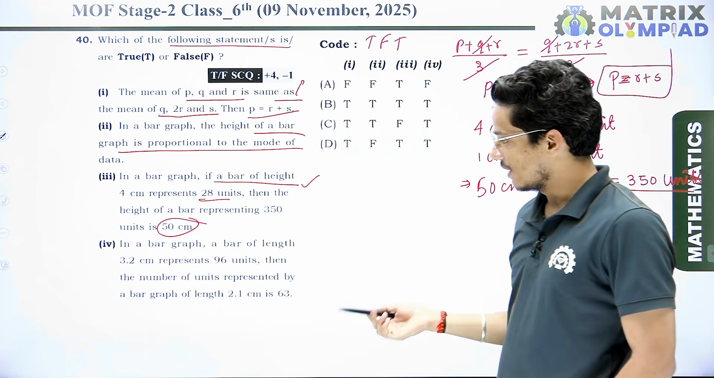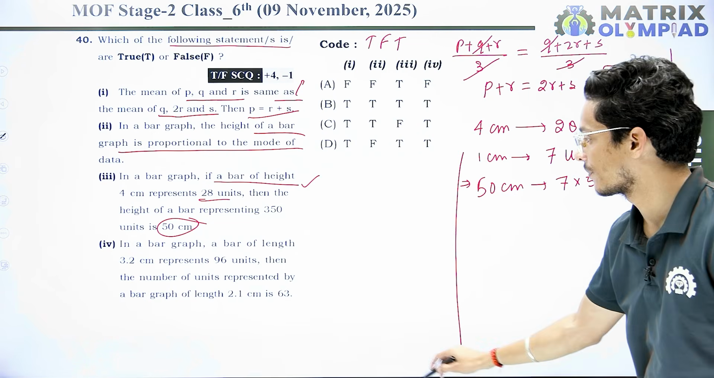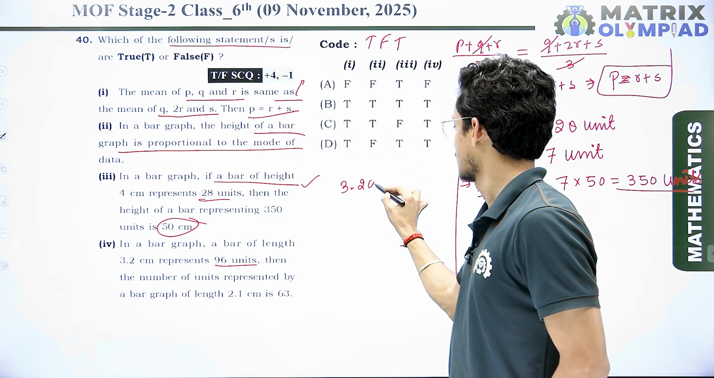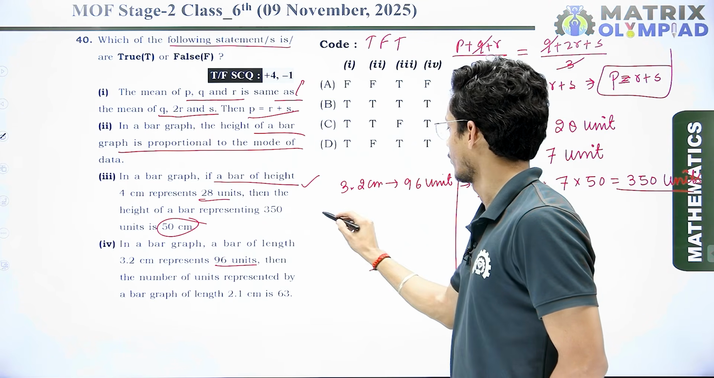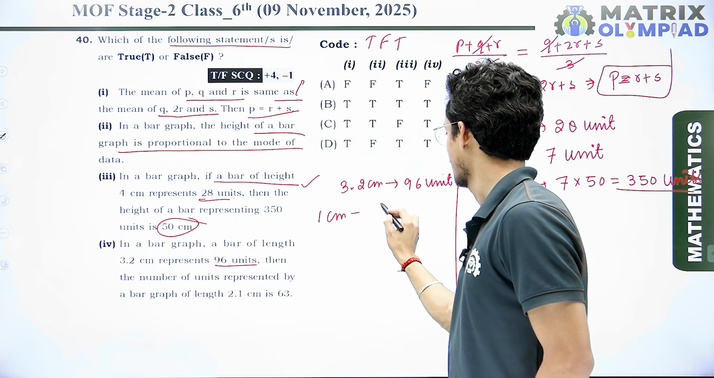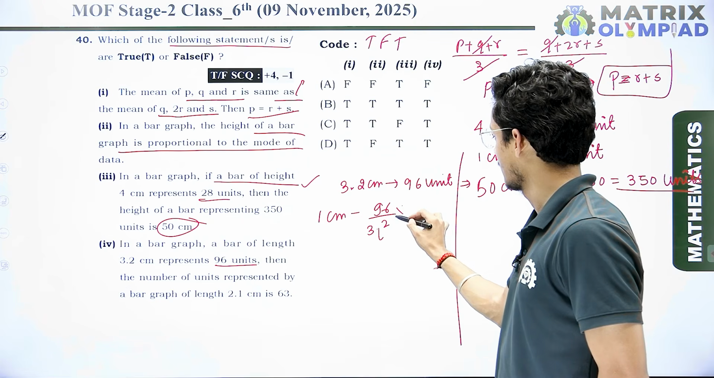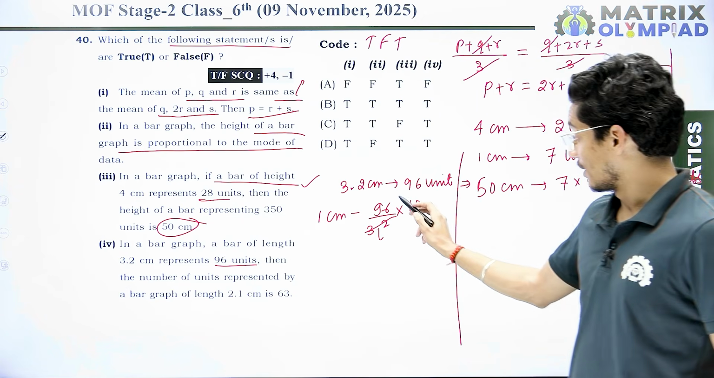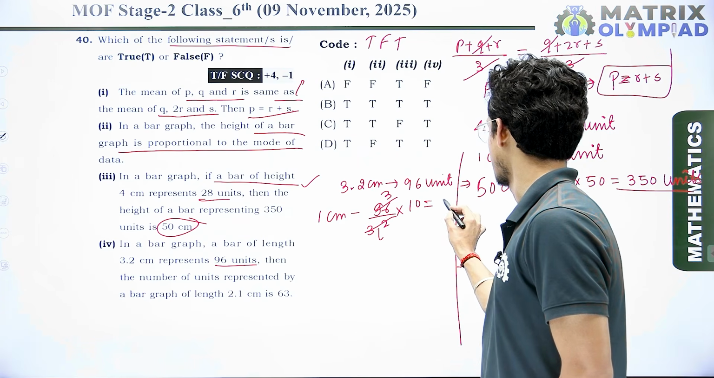So last, in a bar graph, a bar of length 3.2 centimeter represents 96 units. So again, 3.2 centimeter represents 96 units. So we know 1 centimeter represents 96 upon 3.2. When we remove the decimal, we multiply by 10. So 32 1s are 32 and 32 3s are 96. So I can write here that it is 30 units.